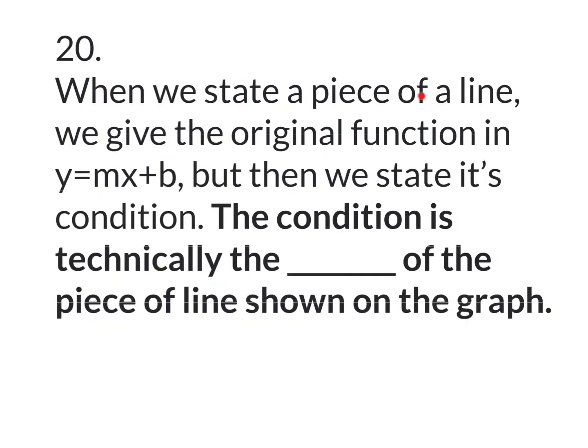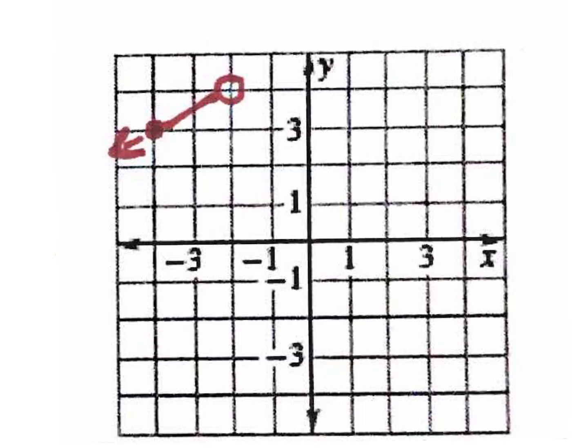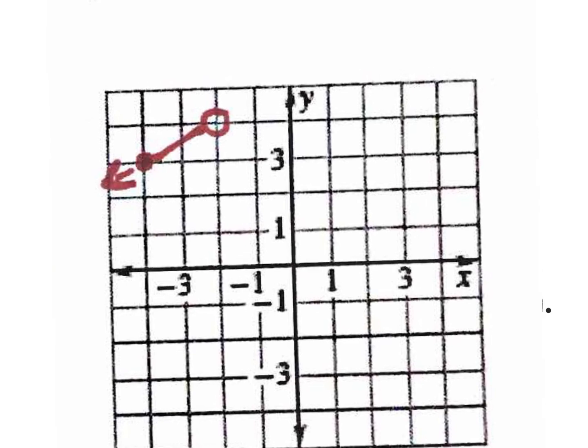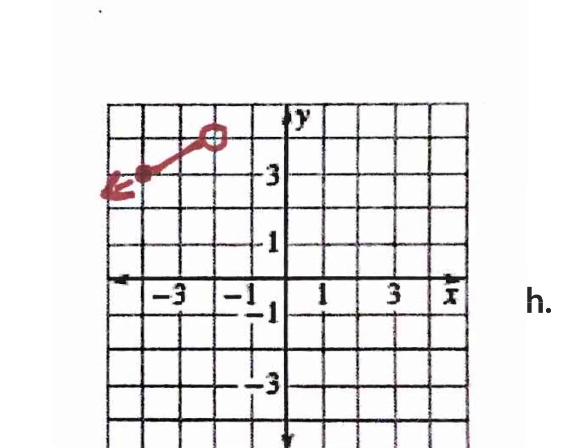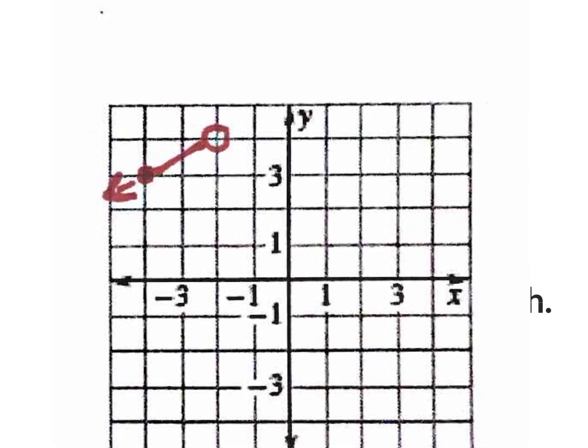When we state a piece of a line, we give the original function in y equals mx plus b, but then we state its condition. The condition is technically the blank of the piece of line shown on the graph. That's a lot of words. Let's actually take a look at what that looks like in action in math. We did an entire worksheet of these where I give you a piece of line and you need to state its function and the condition that it must have in order to show this piece.